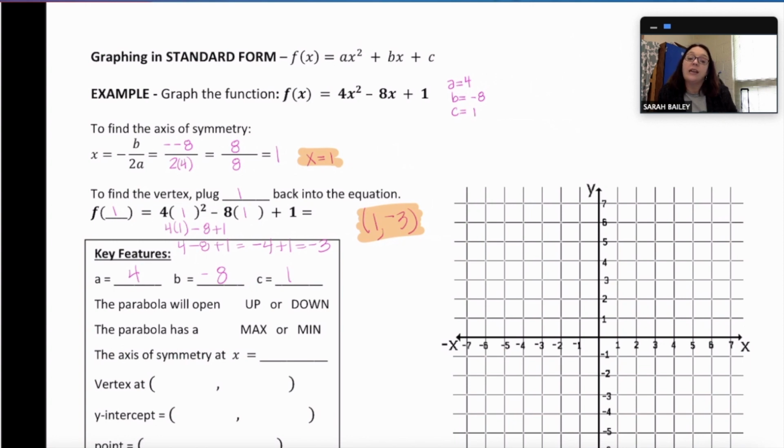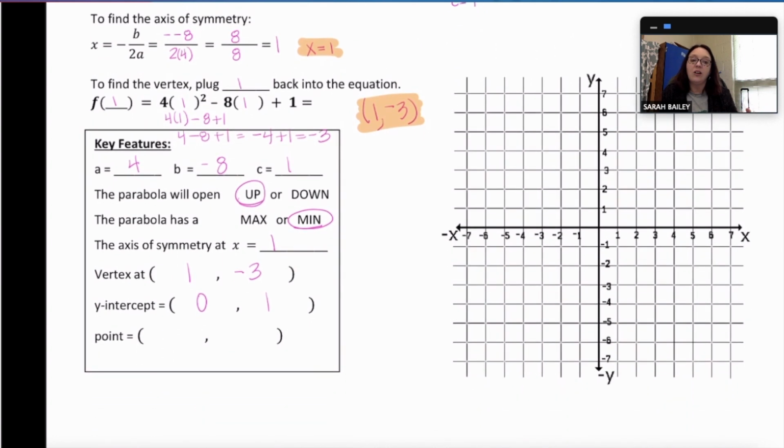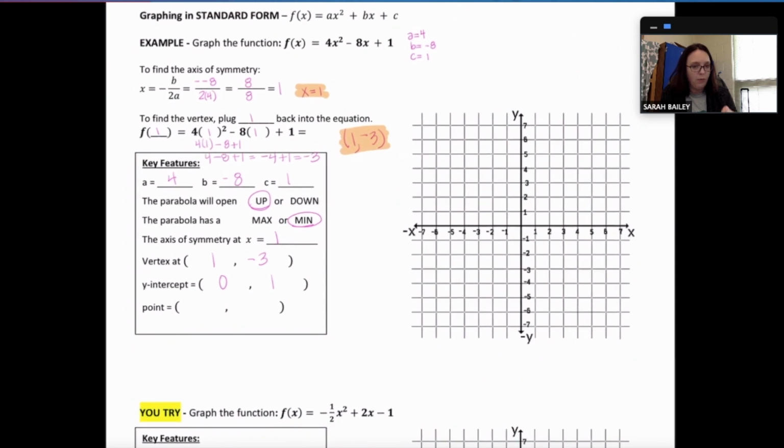Now, is the parabola going to open up or down? Remember we said a determines whether or not the parabola opens up or down. a is positive, so it'll open up. Since it's going to open up, that means we have a minimum. The axis of symmetry we just found is x equals 1, and our vertex is at 1, negative 3. The y-intercept is going to be the ordered pair 0, comma, whatever your c value is. My c value here is 1. And the last thing here is asking for a point, so we'll come back to that in just a minute.